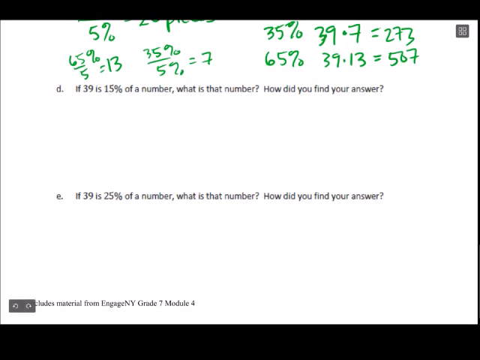This one, next example, tells us that 39 is 15%. Well, 100% is not divisible by 15. So what we would do here is, we know that 39 is 15%. What is the greatest common factor of 15 and 100? That would be 5. So I'm going to divide both of these by 3, and I get 13 is 5%.